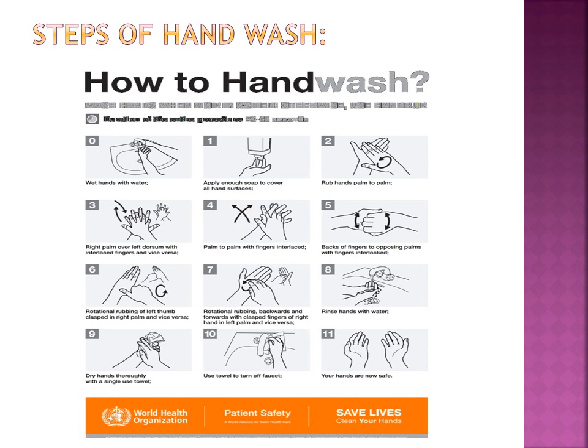For the hand wash, now you have to rinse hands with water, then dry with single use paper towel or tissue paper, and then close the tap with the elbow if the handle is there, or with the tissue paper, and then let it dry. So these are the steps. First 1 to 7 steps are for hand rubs, and 1 to 10 steps are for the hand wash.